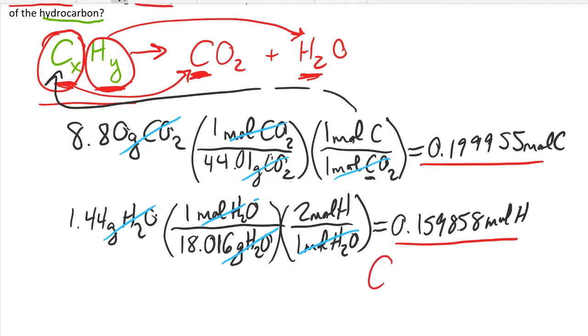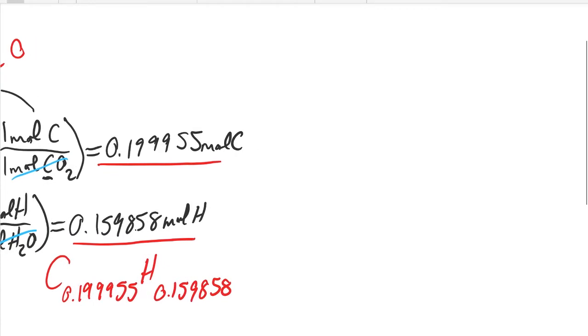Now, we can't use these numbers as written in our chemical formula. We can't say C0.19955H0.159858 because that just kind of looks weird. We want to always use whole number ratios here. So to get everything to a whole number ratio, we're going to take the numbers that we calculated for the moles of hydrogen and the moles of carbon, and find the lowest common denominator by dividing both the moles of carbon and the moles of hydrogen by whatever was the least number of moles we calculated from the previous step.